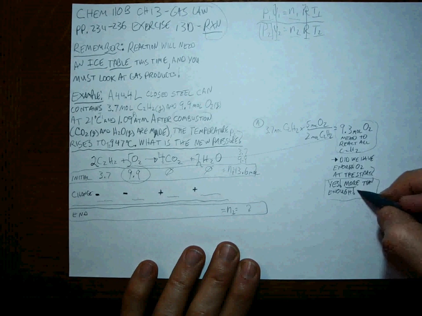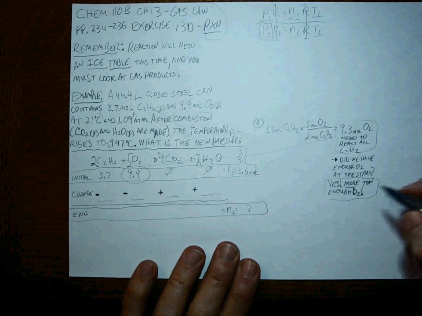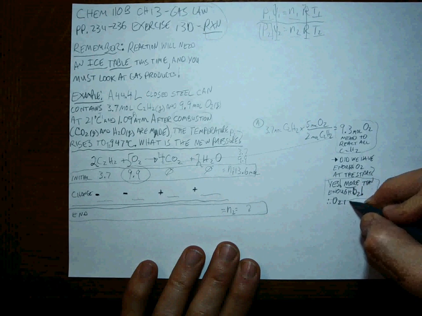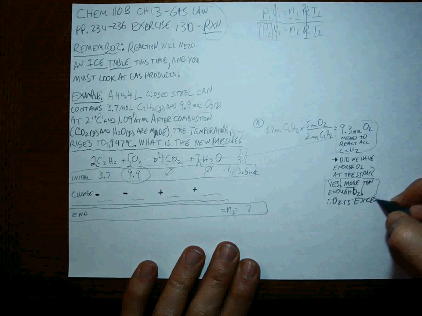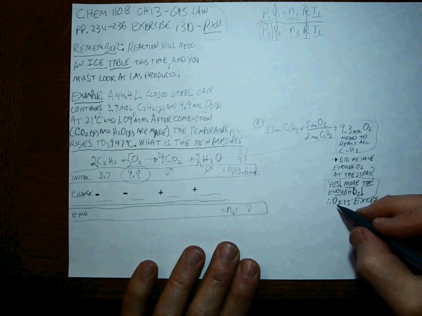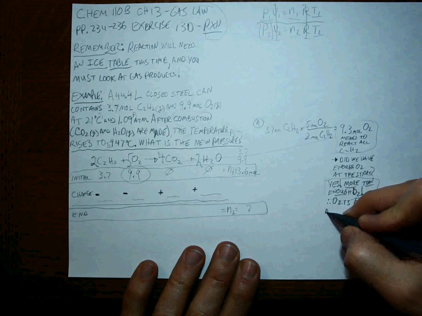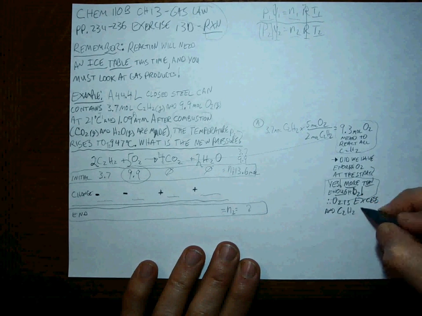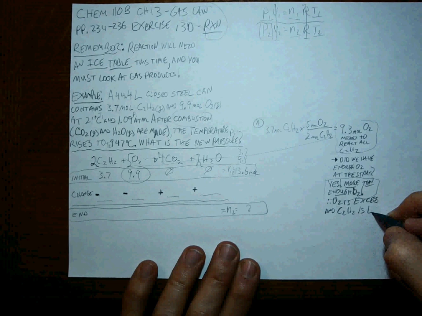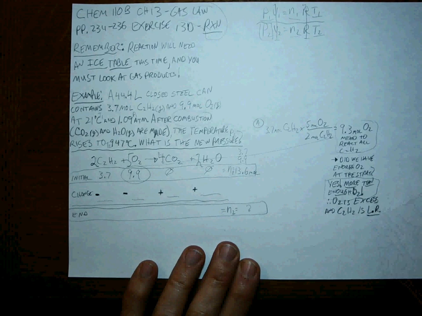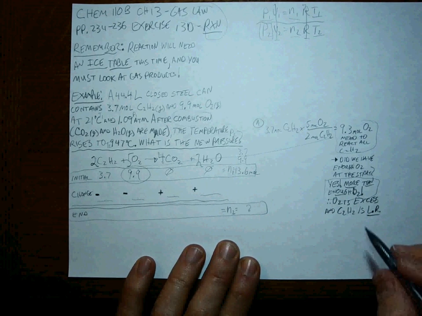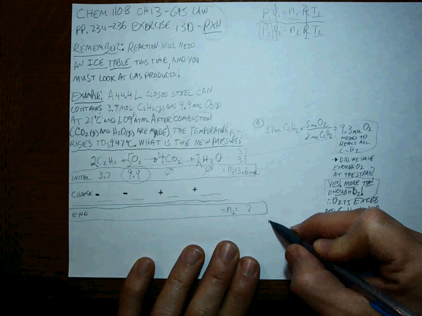So, if you decide that there's more than enough O2, that means O2 is in excess, right? That's what more than enough means. And if O2 is in excess, then C2H2 is the limiting reagent.